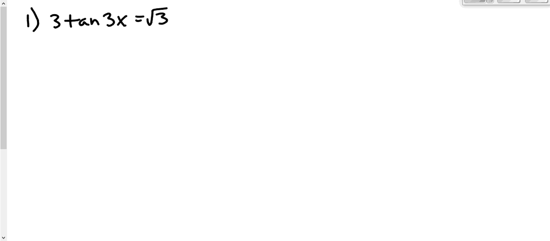Okay, here is your homework help. Number 1, we're solving for x, looking for answers between 0 and 2 pi. We're going to divide both sides of the equation by 3.